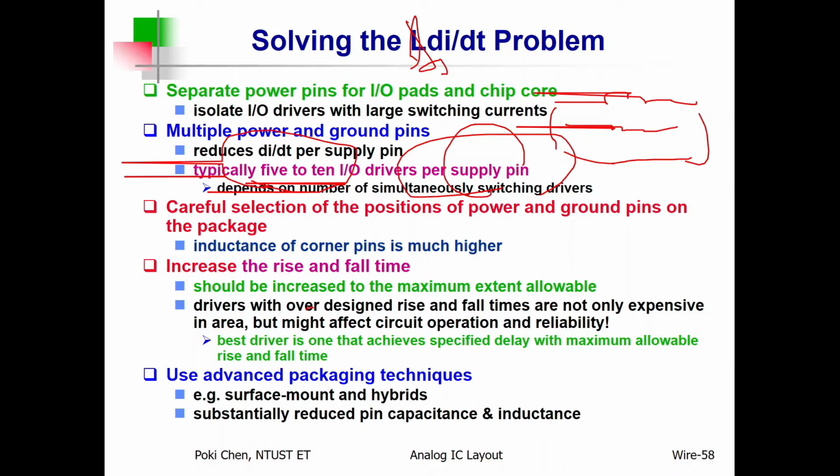However, no matter how many pins you try to connect in parallel, under the current situation, the L dI/dt is still too much. So we try to reduce L by parallel connection, and with hundreds of them connected in parallel, you can reduce the L very much. However, it is not good enough. We need to reduce dI/dt also. But how? You need to increase the rise and fall time.